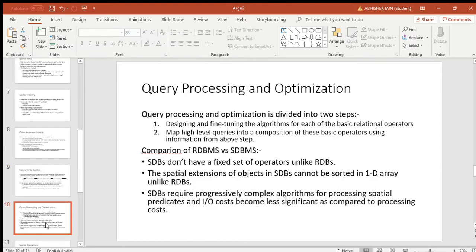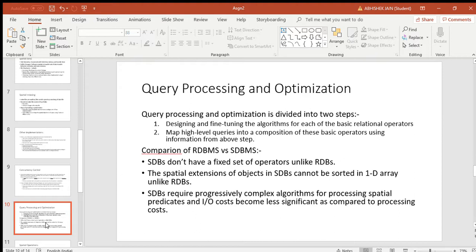Now we come towards the query processing and optimization. Query processing and optimization is divided into two steps. First, designing and fine-tuning the algorithms for each of the basic relational operators. Second, map high-level queries into a composition of these basic operators using information from the above step.